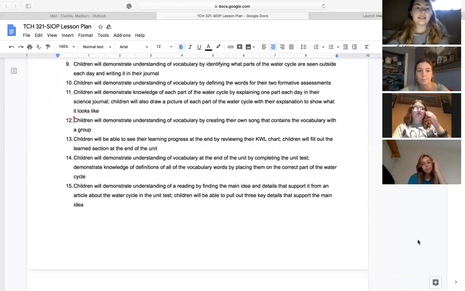All right, 9 and 10. Children will demonstrate understanding of vocabulary by identifying what parts of the water cycle are seen outside each day and writing it in the journal so that they have that personal experience and connection to it. And then children will demonstrate understanding of vocabulary by defining the words for their 2 formative assessments so we can assess where they're at in their learning.